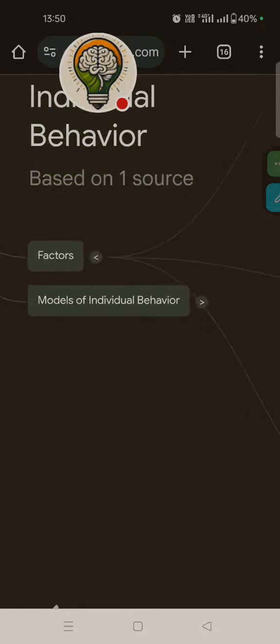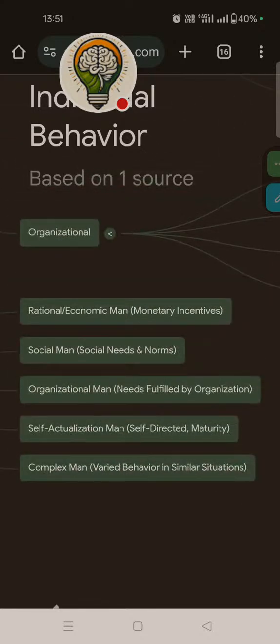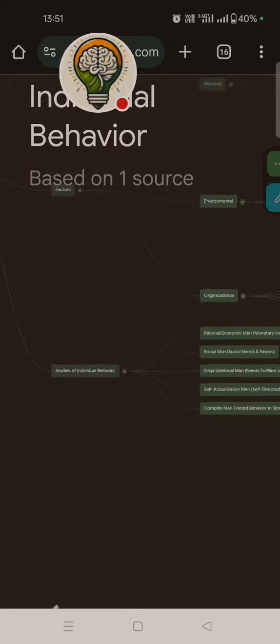Then comes the model of individual behavior. So the models are: the rational and economic man, with monetary incentive; the social man, with social needs and norms; the organization man, with needs fulfilled by the organization; the self-actualizing man, with self-direction and maturity; and the complex man, meaning varied behavior in similar situations.